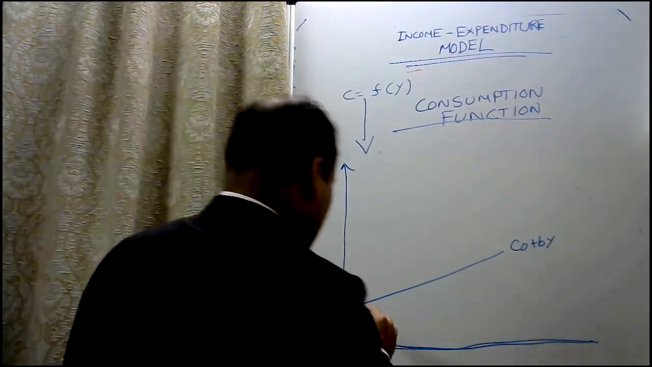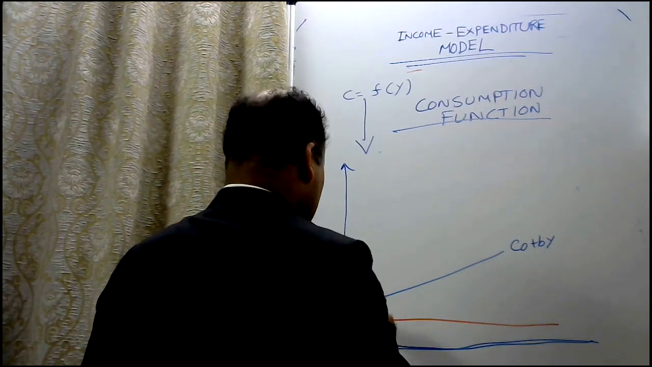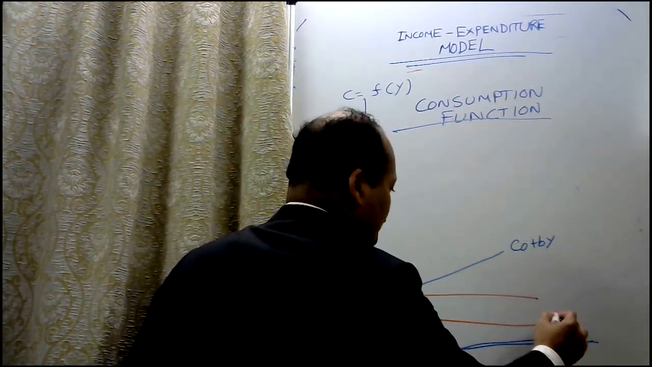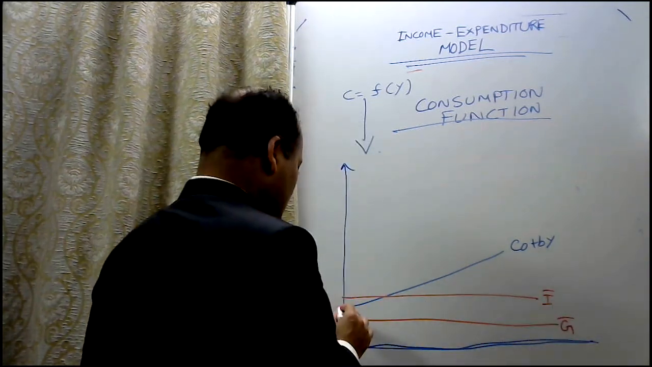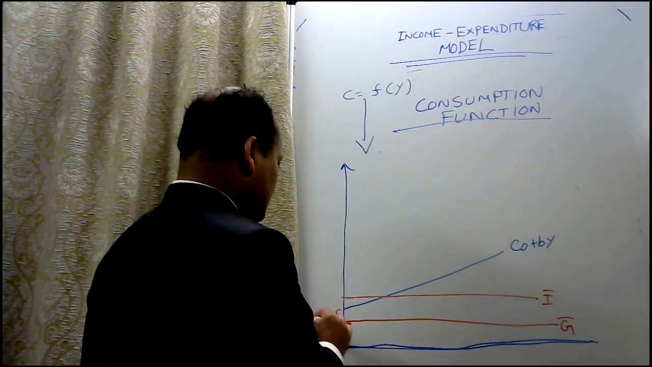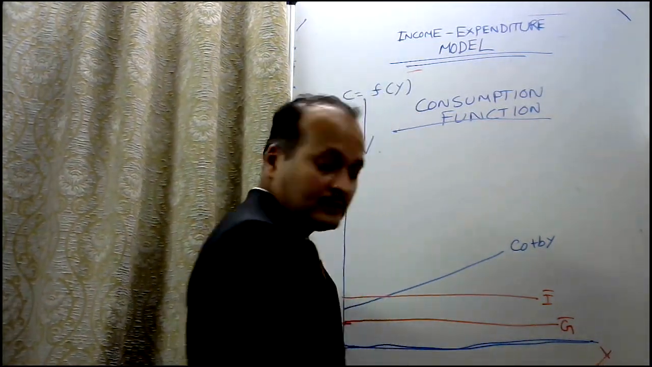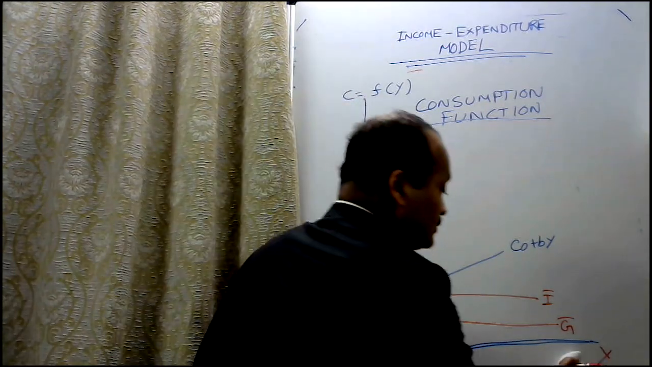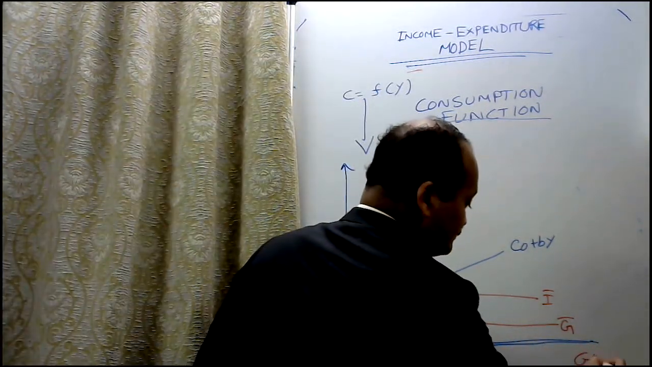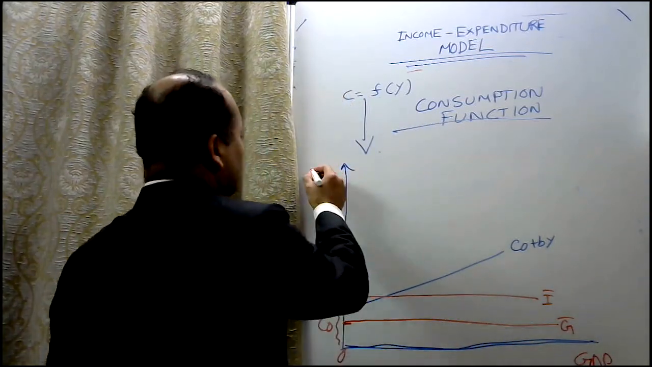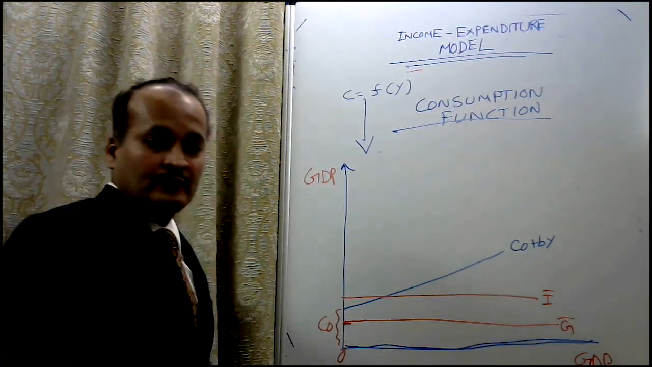Okay, suppose I assume them to be given exogenously. This is G bar, this is I bar, and this was the C0, and I have Y here. Or just to not have confusion, let us have GDP here by the income method, and here we are portraying GDP by the expenditure method. Okay.